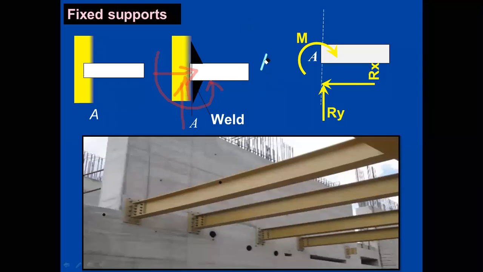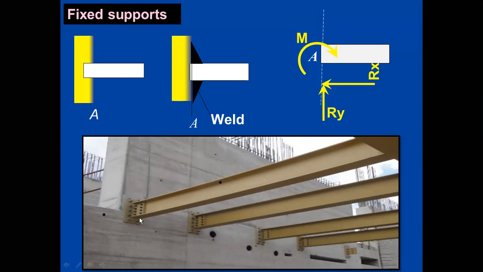So in roller support, only one vertical reaction will develop. In a hinged support or pinned support, there will be two reactions: one is the horizontal reaction and another is the vertical reaction. But when it comes to fixed support, there will be a horizontal reaction, a vertical reaction, and also a resistance against the moment.